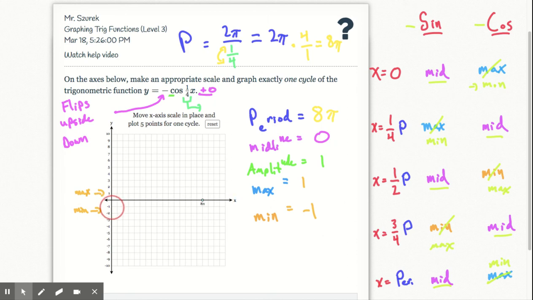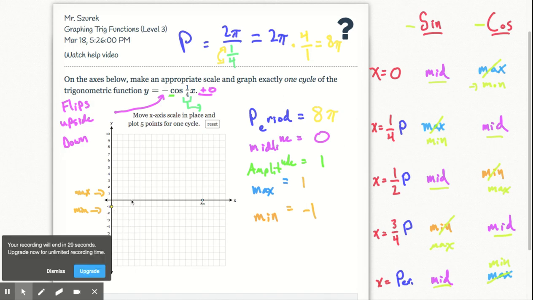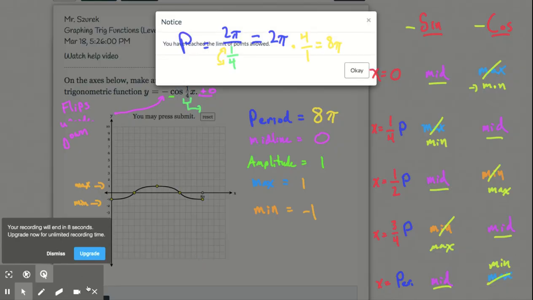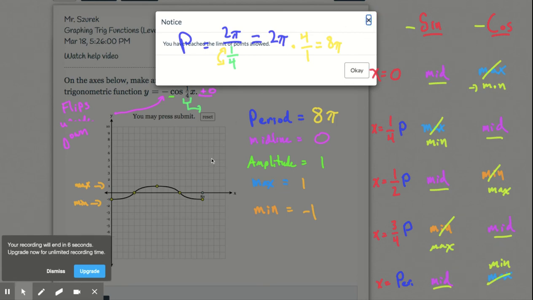So when x is 0, we're at our minimum. So we're at -1. 4 grid lines in, 1, 2, 3, 4, we're at the midline, which is still 0. 4 grid lines past, we're now at the maximum. 4 grid lines past, we're back at the minimum. And then when we reach the end of the period, we're back at the bottom. Again, we still get the same exact shape, just notice that it's flipped upside down now. That's the only thing new, right? And once we do that, we are good to go.